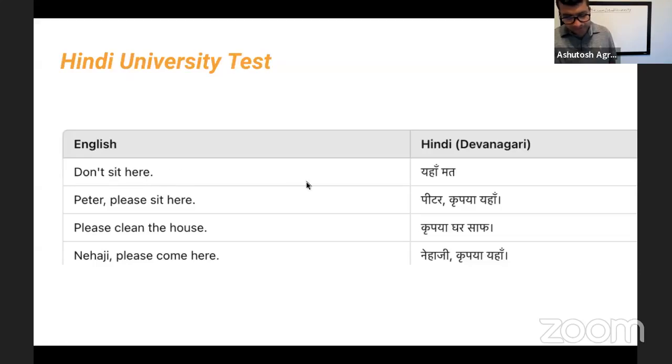Don't sit here, and then it says "yahan mat." So you have to use the right form of the verb in these sentences. To give you a hint, it's imperative, and you have to use the right form of the imperatives here. There can be multiple answers in some cases. So take your time, and when you're done, let me know.